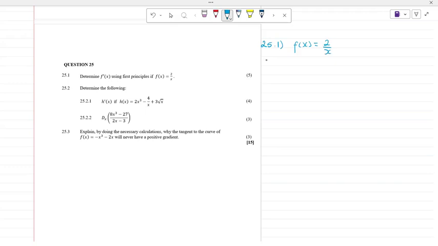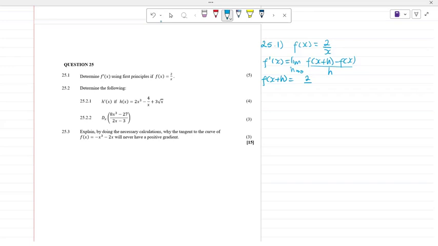So the first principles formula is given by f prime of x is equal to the limit as h tends to 0 of f of x plus h minus f of x, and then all divided by h. So I'm going to explicitly compute f of x plus h. So f of x plus h will give me 2 over x plus h. Then I'm going to substitute into my first principles formula.